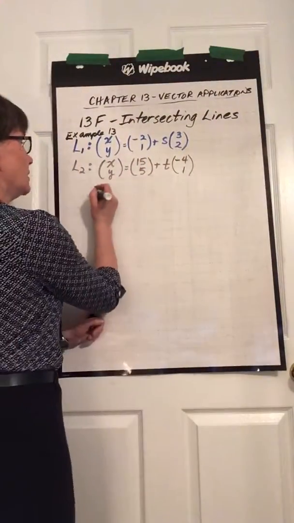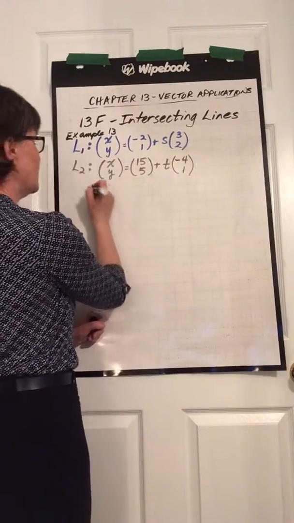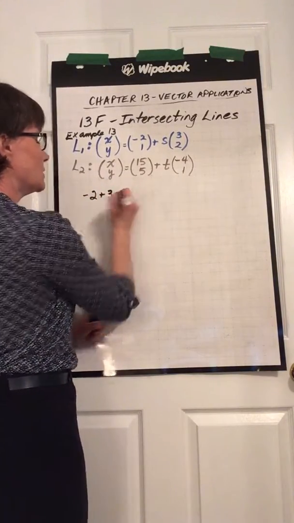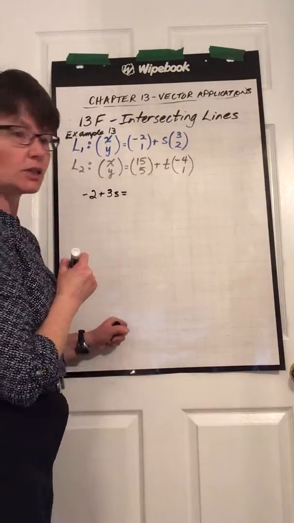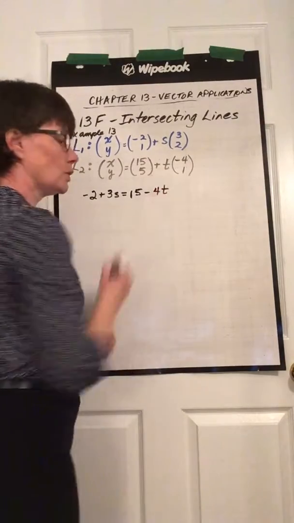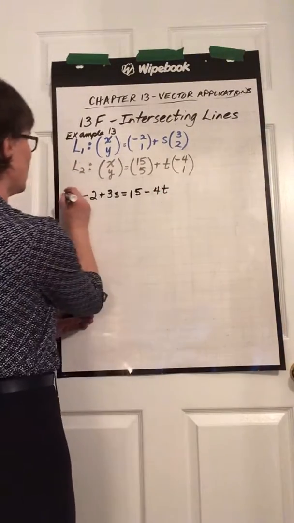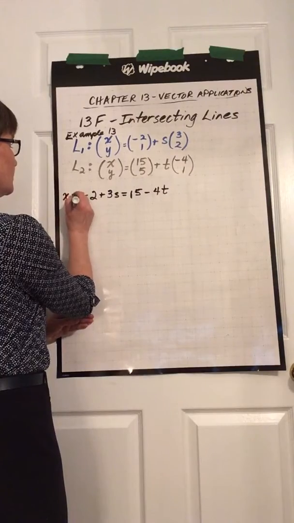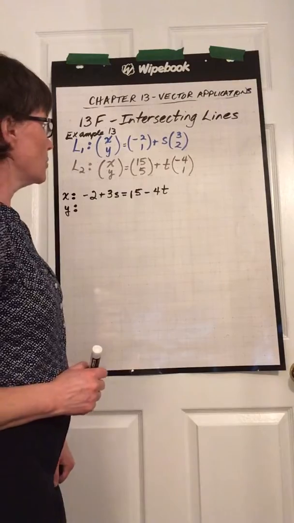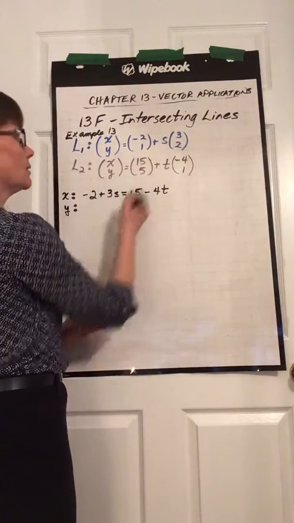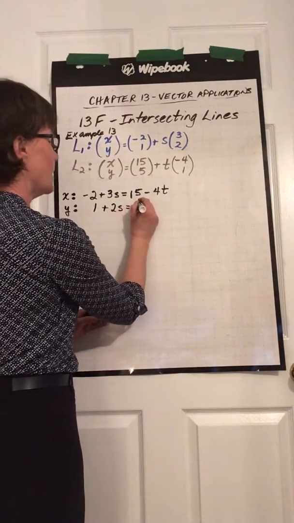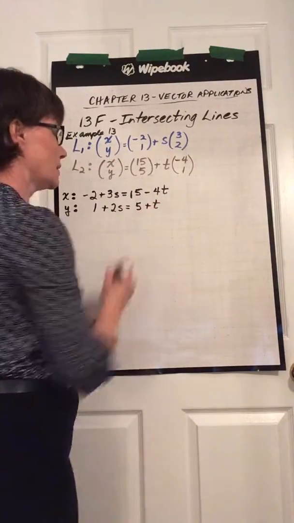We're going to take the x component from line 1, so -2 plus 3s. We're going to set that equal to the x component from line 2, 15 subtract 4t. And we're going to do the same thing for the y components. So that's the x's. Now we'll do that for the y components as well. So the y components, 1 plus 2s for the first line, and 5 plus t for the second line.